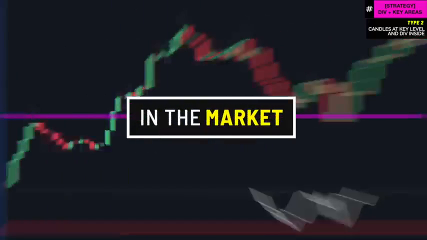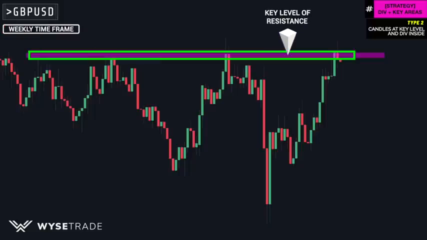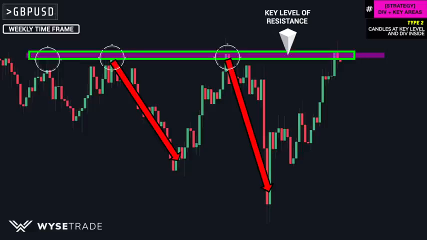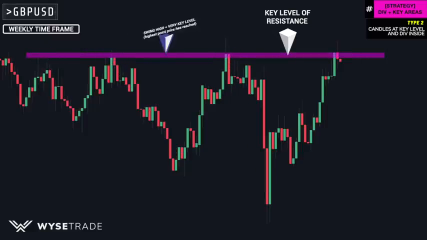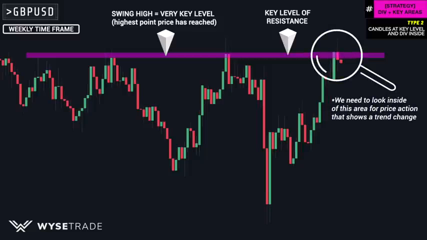So right now in the market, the pound dollar is creating one of these setups. This here is the weekly time frame. We have our key level drawn in because of these reversal points where price tanked down from, showing how key this level is. It is also a swing high, meaning the highest point that price has reached. We had a reaction to the level through this candlestick with the wick sticking out. But again, a reaction does not equal a trade. So let's look into this candlestick here and pull up the daily.